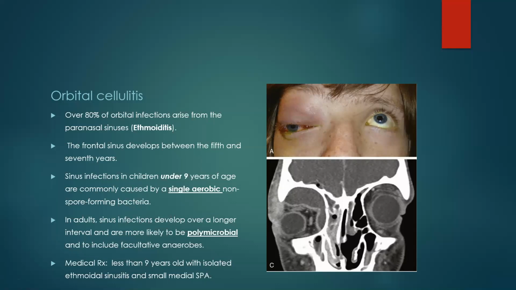Sinus infection in children under 9 years of age is commonly caused by a single aerobic bacteria. And in adults, sinus infection develops over a longer interval, and it's more likely to be polymicrobial, and can include also anaerobic organisms. So because of that, we have different treatment protocols.